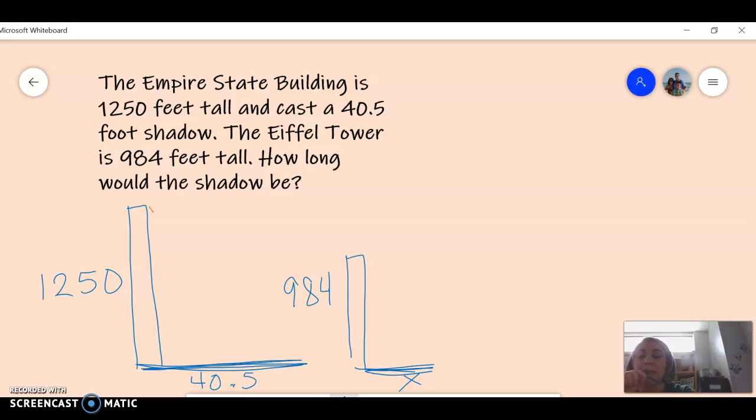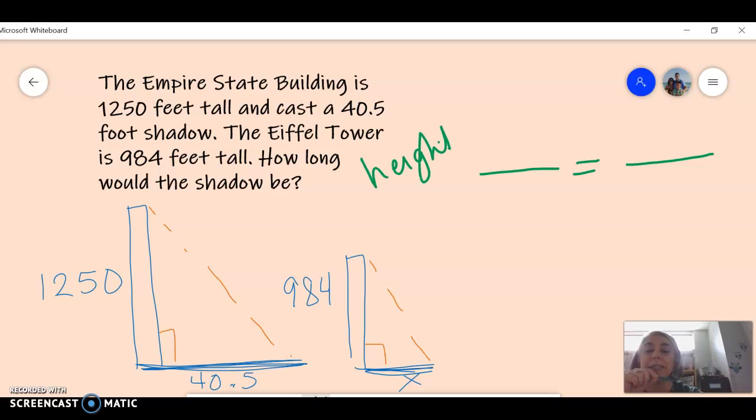This is supposed to be like the similar figures that we've been studying in class, and we have two similar right triangles. What we've been talking about is setting up a proportional relationship, and a proportional relationship makes comparisons. So I can say that I have the height of the buildings, or how tall it is, and I also know about their shadows.